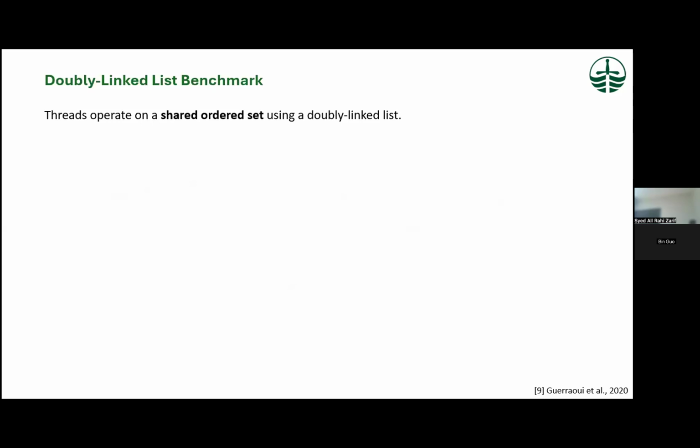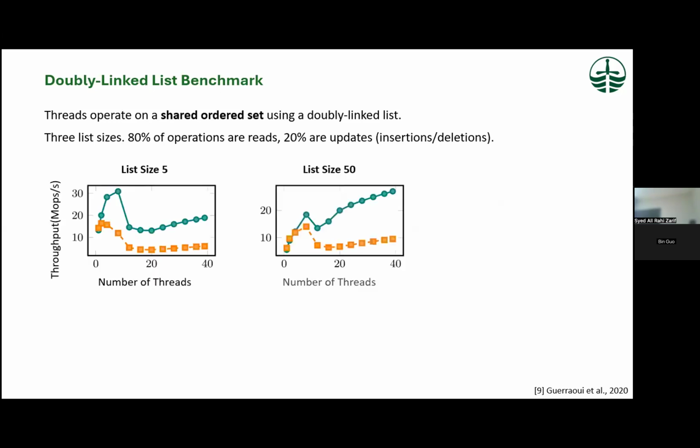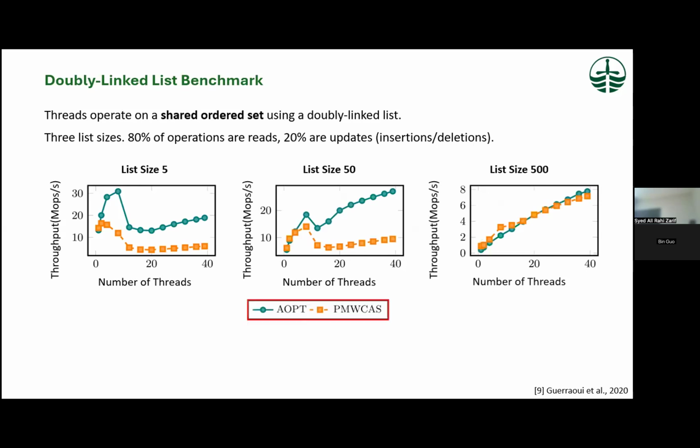Now let's see the same thing for the doubly linked list benchmark. In our doubly linked list, we have our threads operating on a shared ordered state. We can see here we had three different list sizes: 5, 50, and 500. Again we have denoted the green dots for AOPT and the orange dots for PMW CAS.